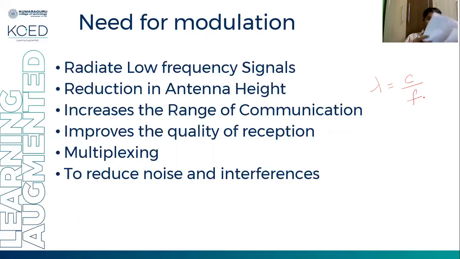So consider your frequency F is 10 kilohertz. And calculate your lambda. So 3 into 10 power 8 divided by 10 kilohertz, 10 into 10 power 3. So what is your lambda? So let me calculate this. 3 into 10 power 8 divided by 10 power 4. So it is approximately 30,000.